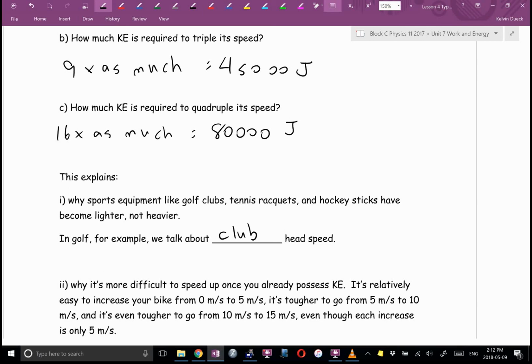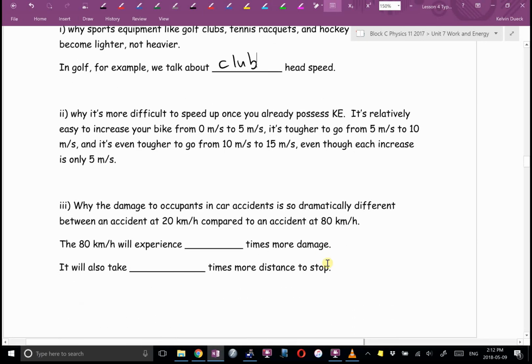And now I've got to be a bit serious with all of you who are young, stupid drivers, and all of you are. This is why the damage done to occupants in car accidents is so dramatically different between an accident at 20 kilometers per hour and an accident at 80 kilometers per hour. How many times bigger, Mateo, is 80 than 20? They're going to have 16 times more damage to the occupants.